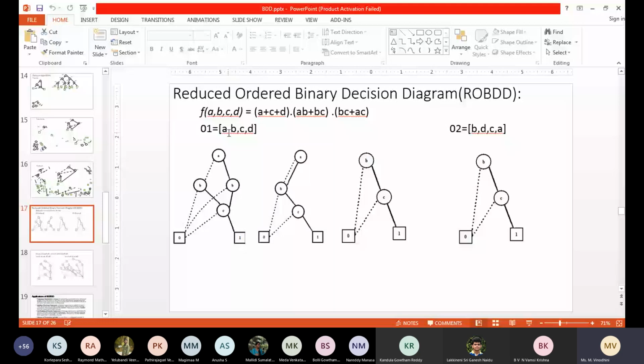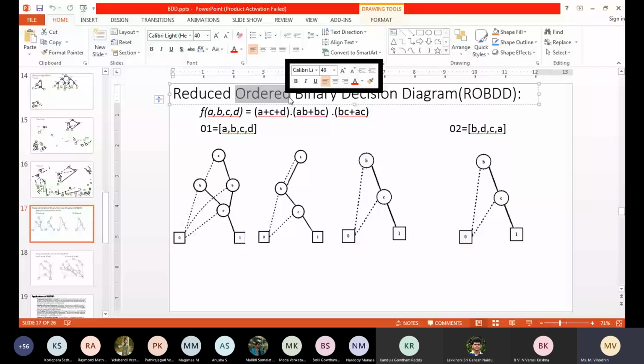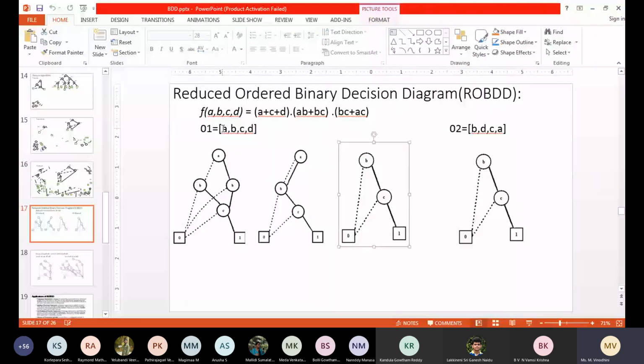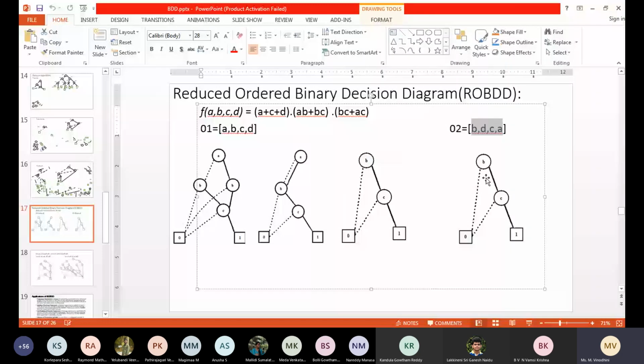Ordered is used to name a diagram only if you consider the variables of the function in a normal specific sequence. If you use those variables in a random way, then I cannot call the final diagram a reduced ordered one. I can just call it a reduced binary decision diagram.